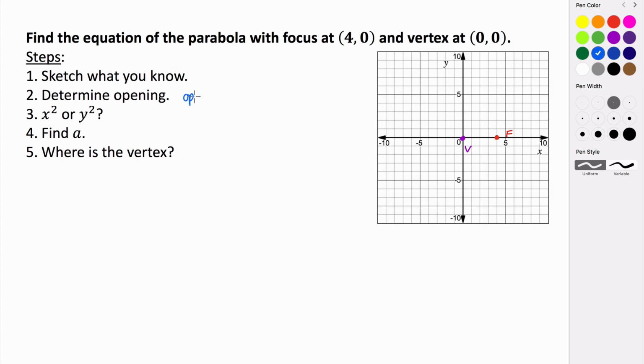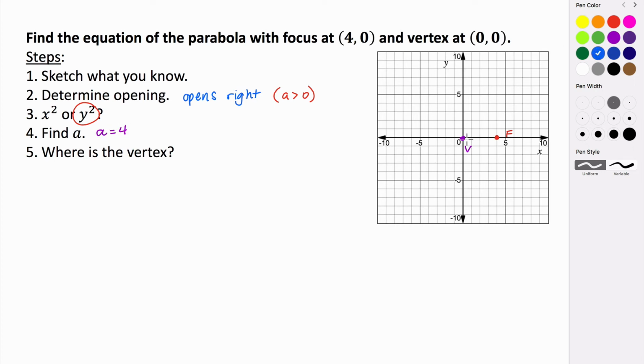So this opens right. And because this opens left and right, that tells us it's a y squared variety of parabola. And also because this opens to the right, that tells us that the value of a is positive. So what is a? Remember, a is just the distance from our vertex to our focus. So this distance is 4 units. So that means that a is equal to 4.